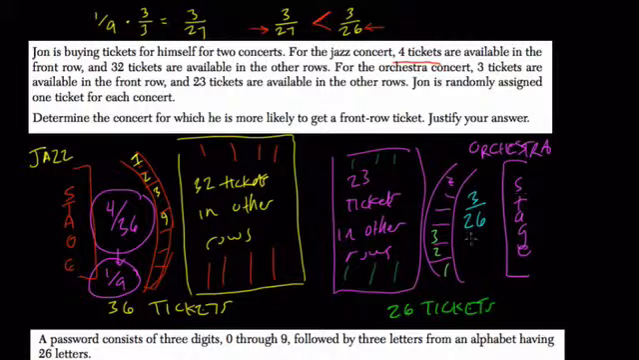And then at the orchestra, it's more likely you'll get a seat in the front row. Even though there are more seats available in the front row of the jazz concert, there are more in total. You're just comparing those two proportions.